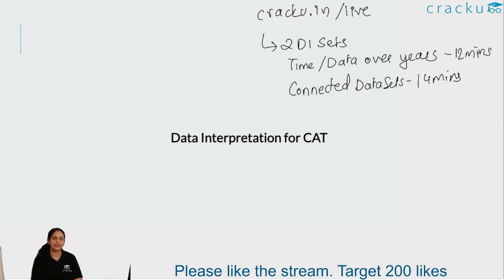These are easy to moderate sets, and they are important. If any easy to moderate DI set actually comes in CAT, you should be able to completely crack it. So I want to make sure that you guys are able to solve all of these sets.